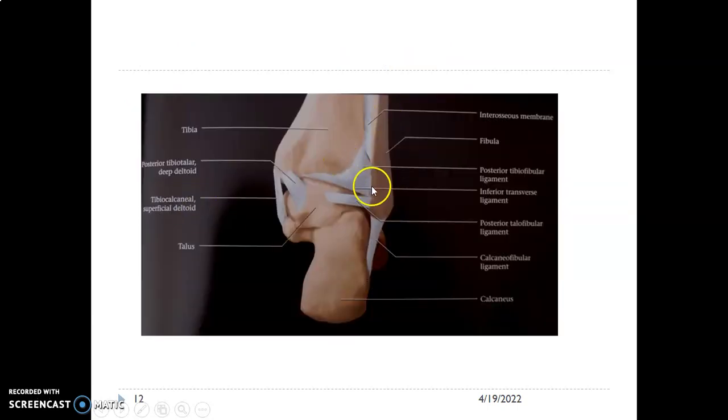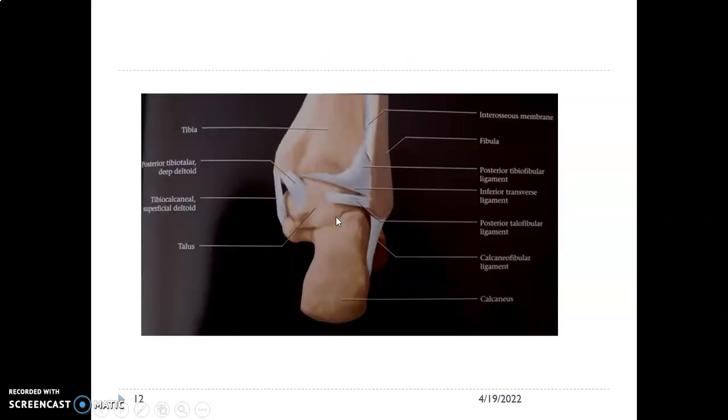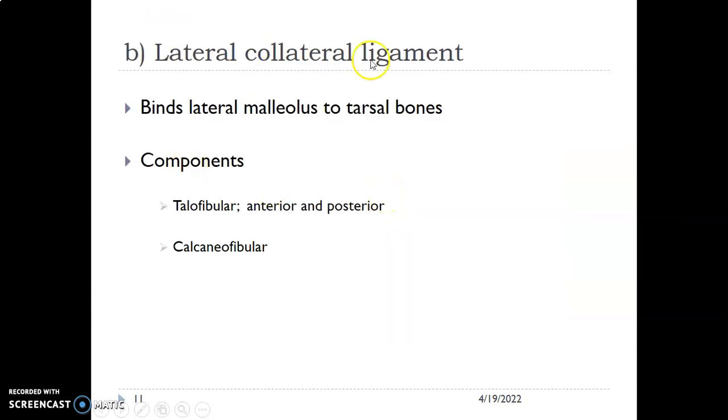So here we are on the lateral aspect. So you have your posterior tibiofibular. Remember we said talofibular anterior and posterior, and calcaneofibular. So this tibiofibular is part of the syndesmotic distal tibiofibular joint. But when you come to the lateral aspect, this is your posterior talofibular, and we also have anterior talofibular as well as calcaneofibular. So those are the components of the lateral collateral ligament: anterior and posterior talofibular and calcaneofibular.